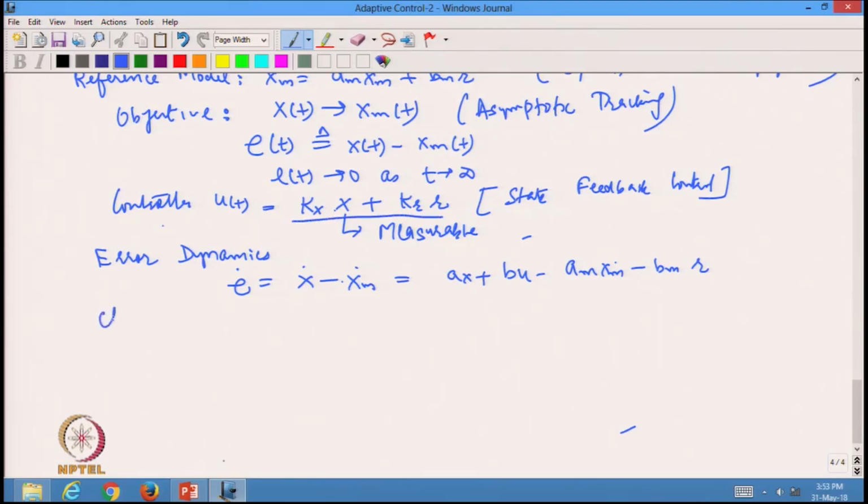So, the closed loop error system is given by. So, why we call this closed loop is because we substitute for the controller, we close the loop. This is the feedback control law. So, e dot is then given by A plus B kx times x minus Am xm.